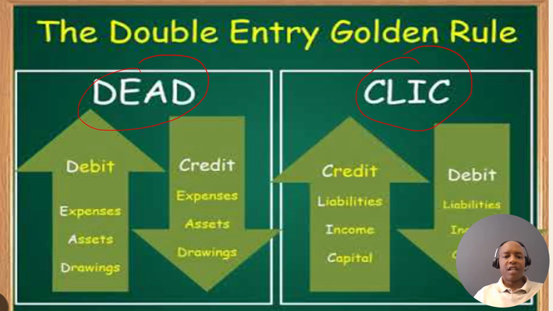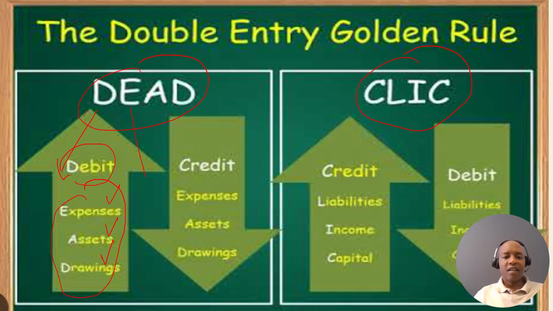The D is standing for debit, okay? So we are saying all these accounts that are listed here, as you can see, the arrow is going up. They increase on the debit side, okay? And these are expenses, assets, drawings. So as you can see, D standing for debit to say the increase on the debit.